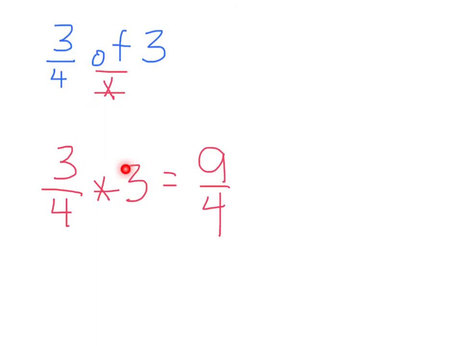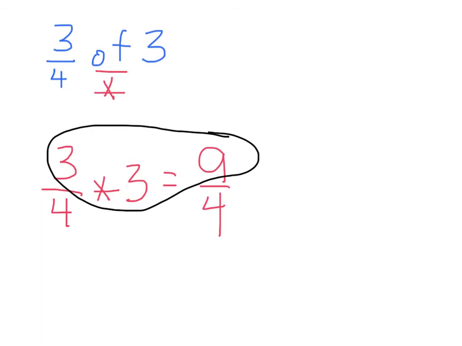Do you see, though, anything happening with these numbers? Pause the video and look for a second at the numbers. Well, I hope that you noticed that 3 times 3 equals 9, and then fourths and fourths are the same. So I want to show you how to write this so that it follows the rule that we've been learning.